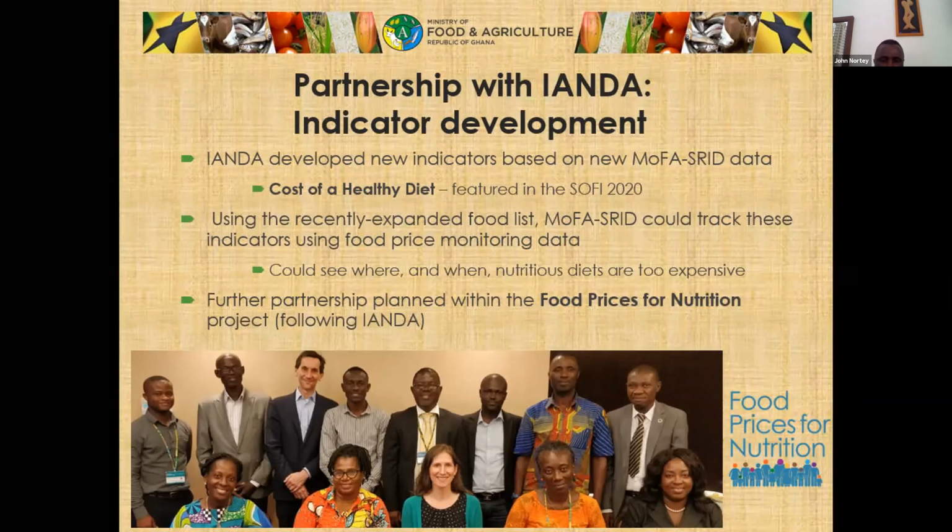Now, further partnership planned within the food prices for nutrition project following IANDA. In 2018, together with Ghana Statistical Service, ESOCO, Ministry of Health, and the Women in Agric Directorate, which is part of the Ministry of Food and Agriculture, we came together and a presentation was done by IANDA on the various indicators that they have come up with. And we'll try to see which of the institutions will pick up which of the indicators to track.